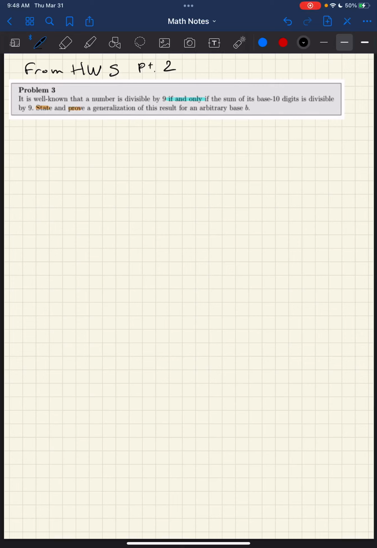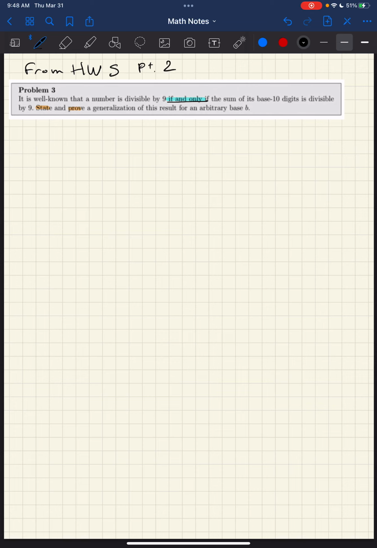Alright, so this is problem 3 from homework 5 part 2. The problem asks to state and prove a generalization of a result that is apparently well known, that if a number is divisible by 9, then the sum of its base 10 digits is divisible by 9, and vice versa, right? Since it's an if and only if statement.